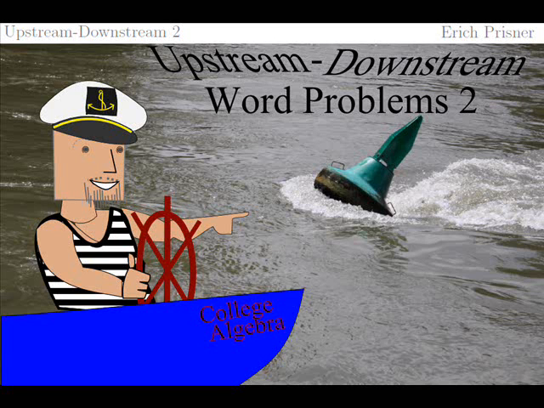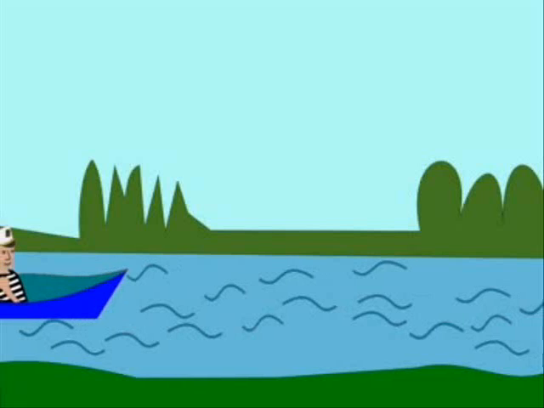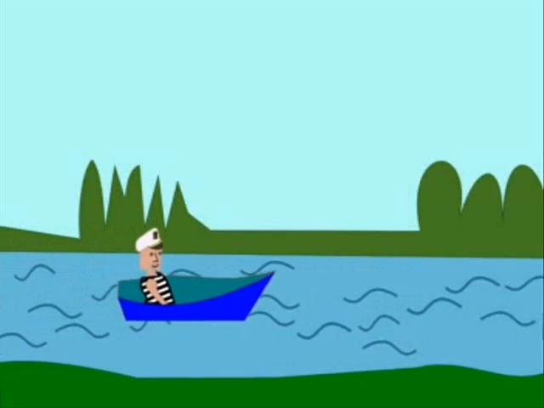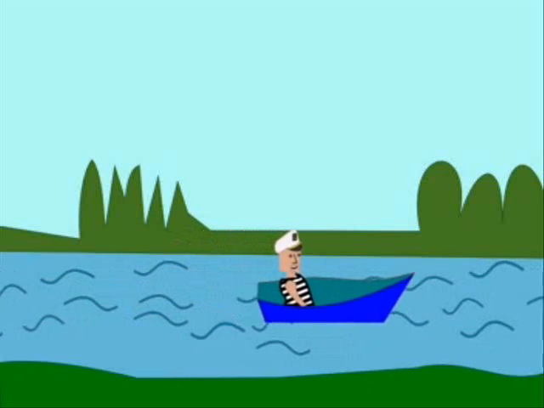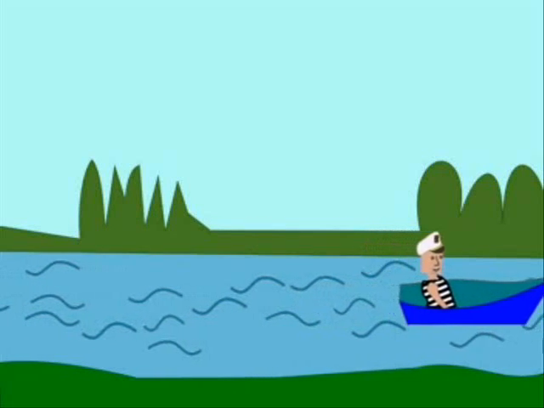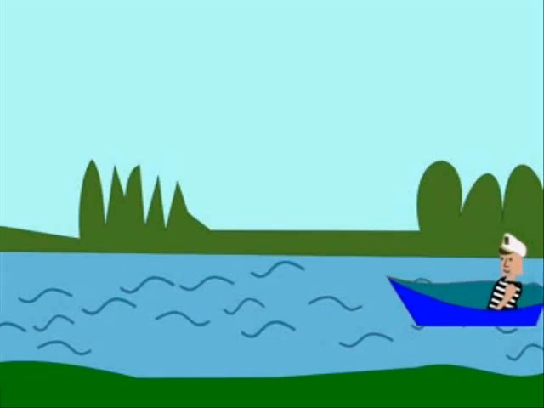Hello, welcome back to the second part of upstream downstream word problems. In the first part we discussed some variants of our upstream downstream model where a boat goes upstream, turns and goes the same distance back downstream.